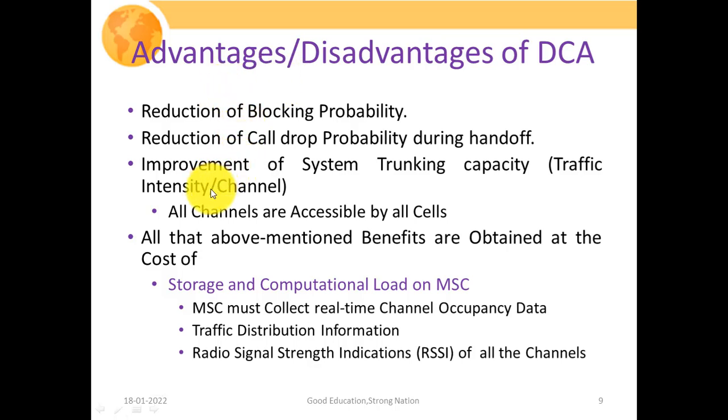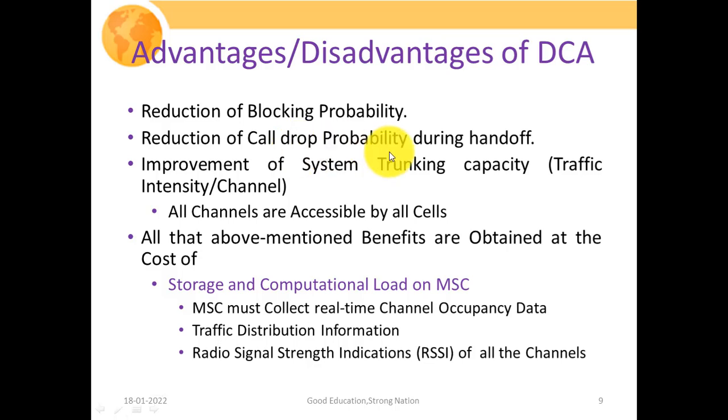Now we're going to discuss the advantages as well as disadvantages of dynamic channel allocation. First, reduction of blocking probability. Since we are not allocating specific frequency bands to the base stations and are allocating the frequency band on a demand basis, this will definitely reduce the blocking probability. Blocking probability is the probability that a mobile station demanding to generate its call has its request not served. If we use dynamic channel allocation, it will definitely reduce the blocking probability in contrast with fixed channel allocation.